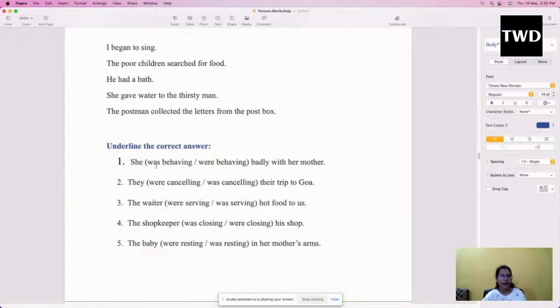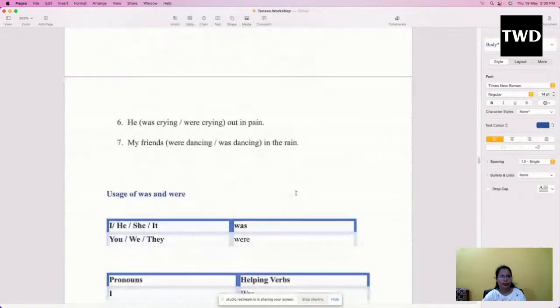Then underline the correct answer. This is also very simple. Think about it and practice these at home. This will help you a lot.